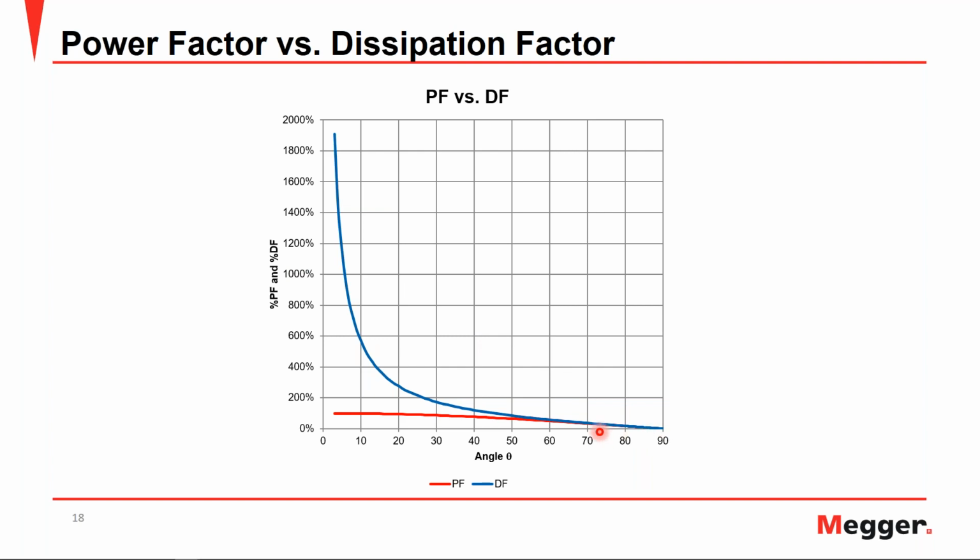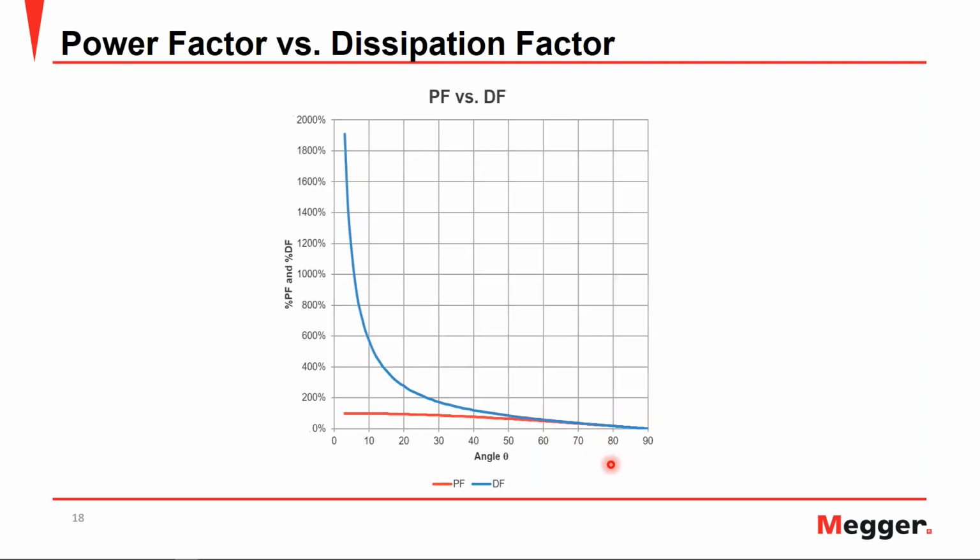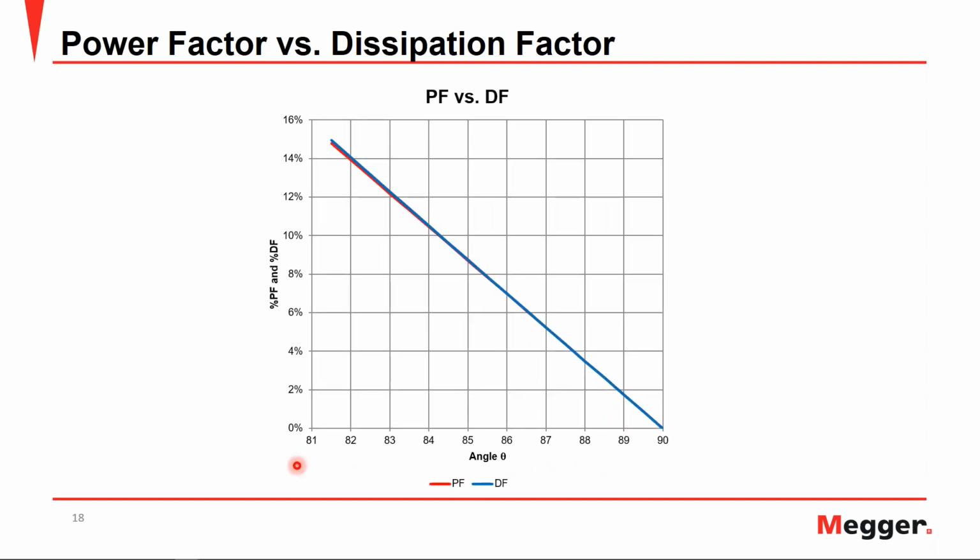And it looks like they line up pretty well until maybe the 60-degree angle mark. And at this point, if we take a closer look at the higher angle, between 80 and 90 degrees, we can see now we have zoomed in between 81 and 90 degrees. And if we look at the lines, you have power factor in red and dissipation factor in blue, and they really don't start to show any deviation until above 10%. So essentially, power factor and dissipation factor are going to be about the same or the same until you start to get above 10%.